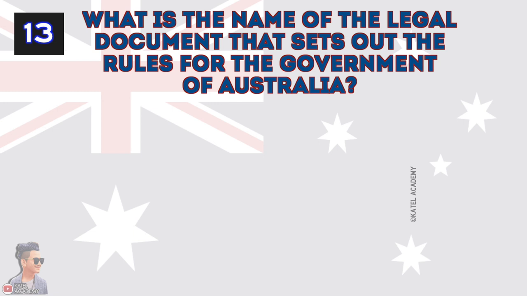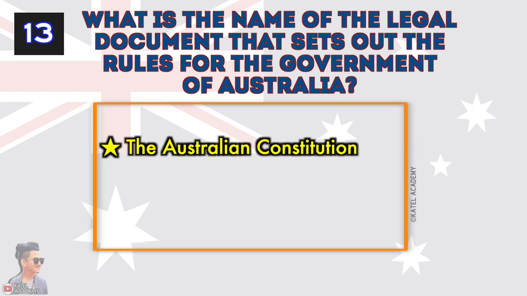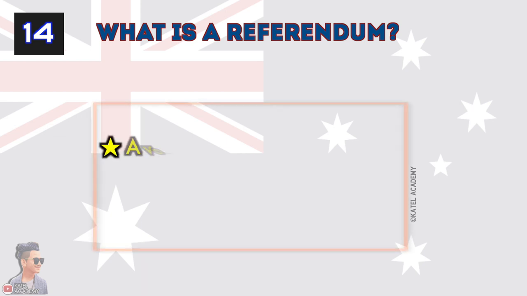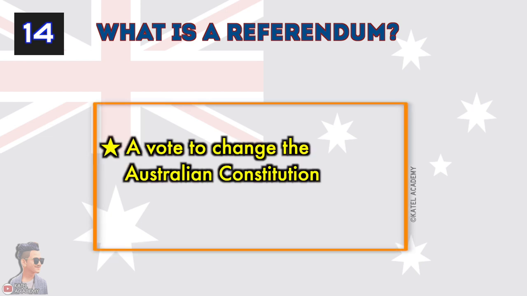What is the name of the legal document that sets out the rules for the government of Australia? The Australian Constitution. What is a referendum? A vote to change the Australian Constitution.